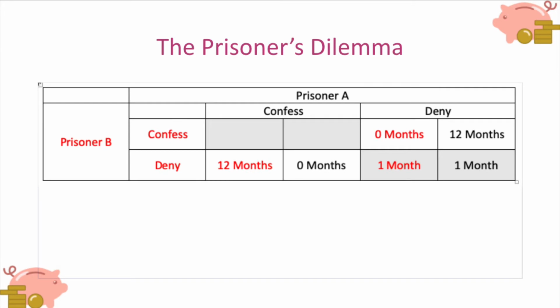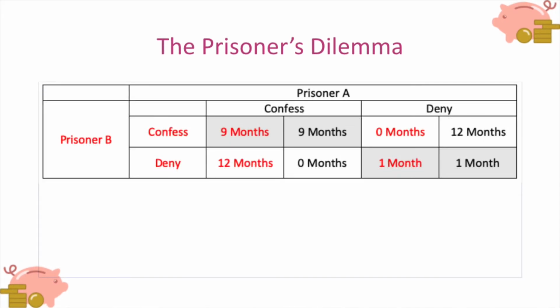Prisoner B realises exactly the same thing, that if prisoner B confesses and blames prisoner A, they're helping the police to convict prisoner A, so prisoner B will get sent home today, and prisoner A will go to trial, get convicted, and spend 12 months in prison.